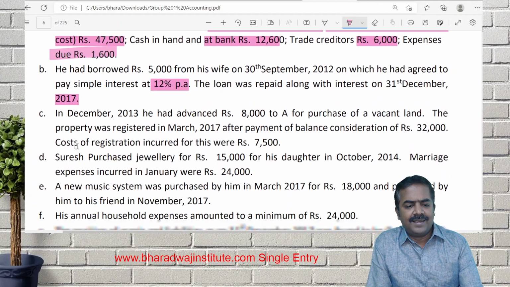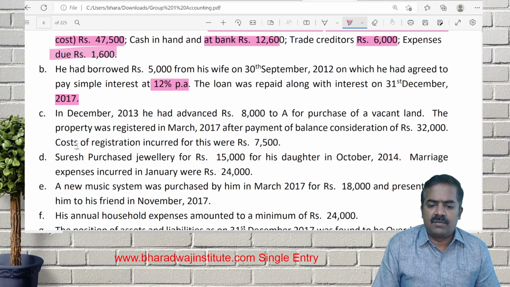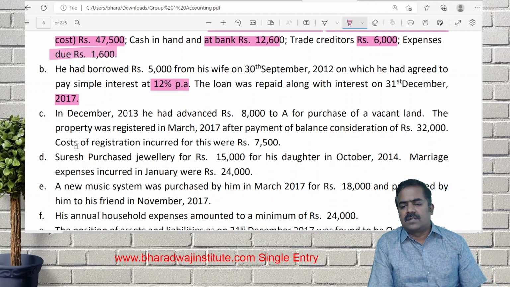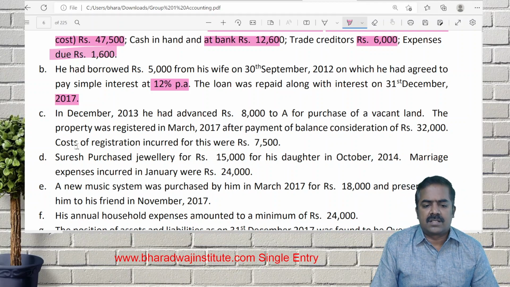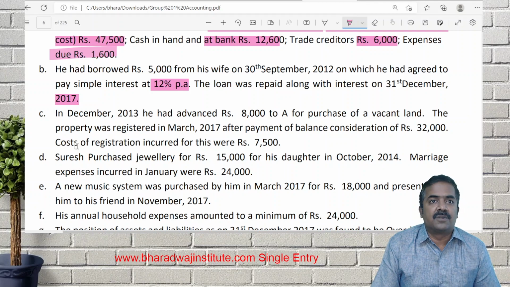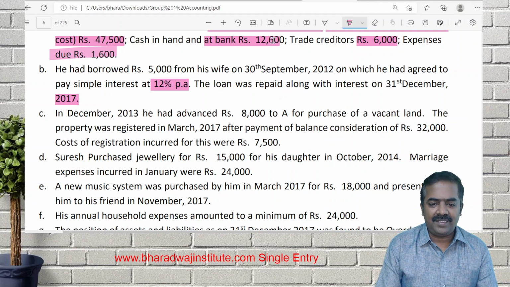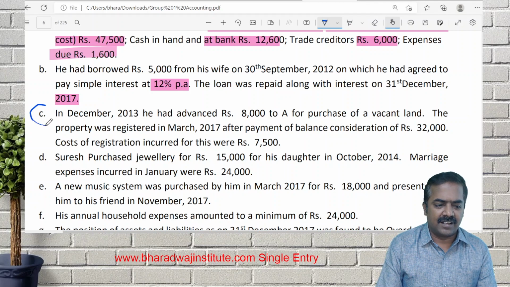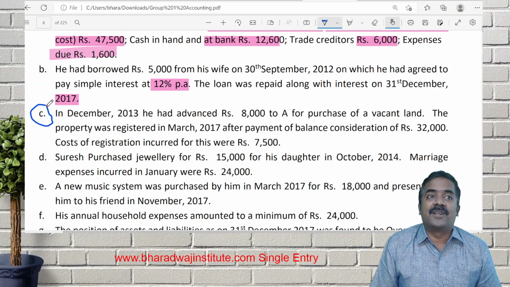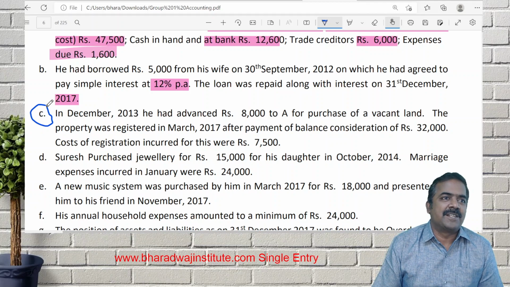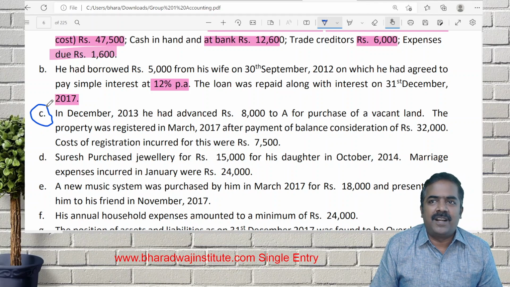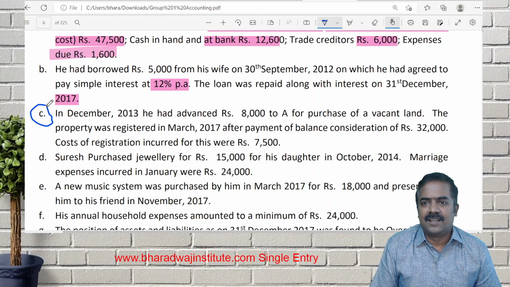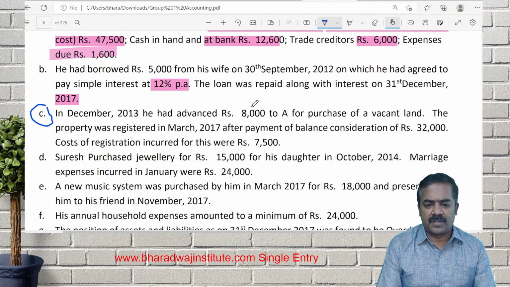In December 2017, he has given advance to A for the purpose of purchase of vacant land. The property was registered in March 2017 after the payment of balance consideration of 32,000. Cost incurred for registration is 7,500. This point C is based on the first class that we have done. Capital and revenue expenditure: do you remember what is capital expenditure? Any amount spent before the asset is put into use is which expenditure? Capital expenditure.